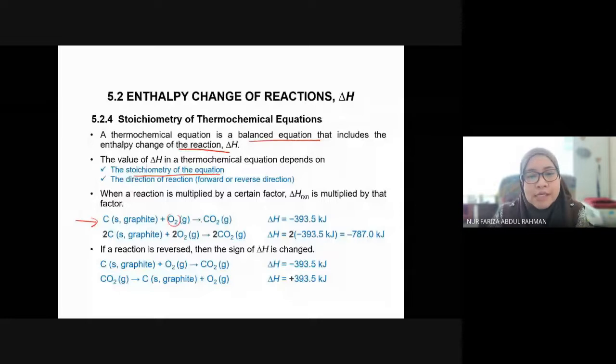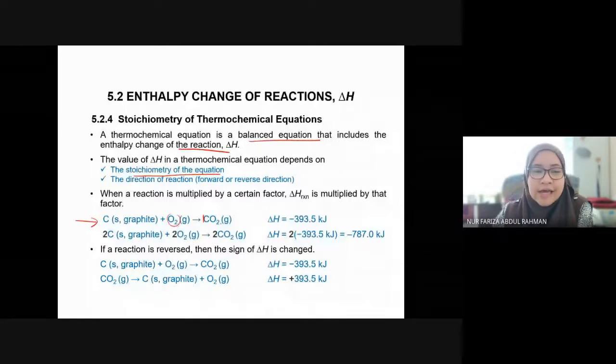Sebab dia obeys, dia comply with the two definition. Okay? So, nampak? So jangan ingat nampak oksigen je combustion. Boleh juga formation sebab this one is 1 mole. And then the rest are all constituent elements. So dia comply kan? So dia represent lah.